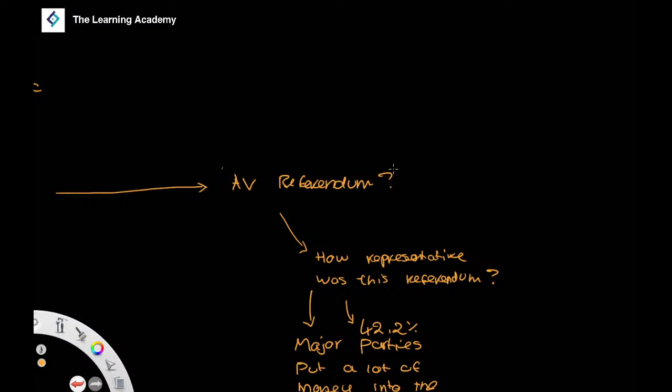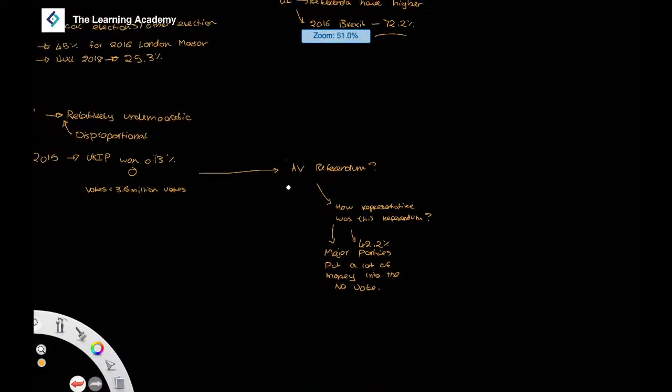And that's another point that people made. They said AV's too complicated, it's really complex, whereas first past the post is simple and it gets the results. So you could go back and forth with first past the post again.